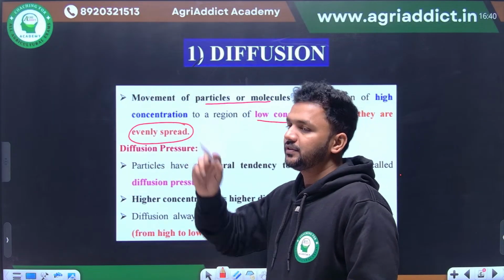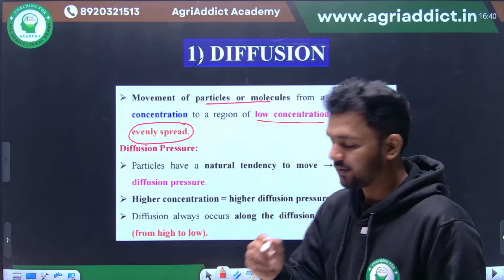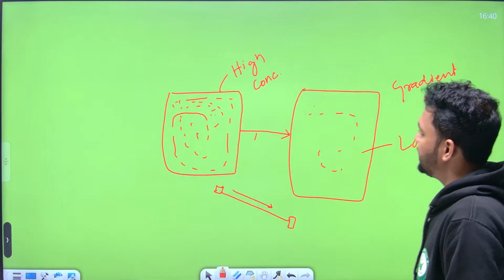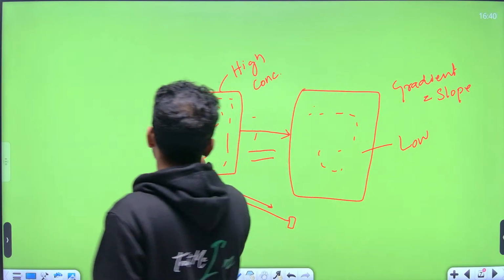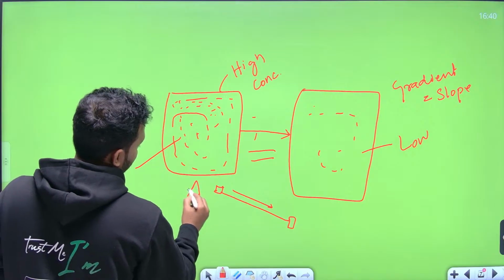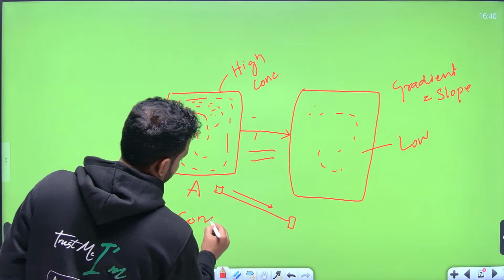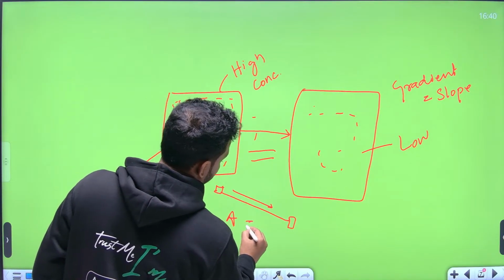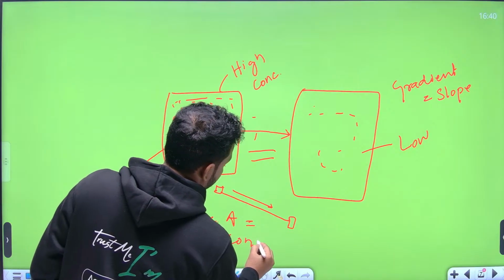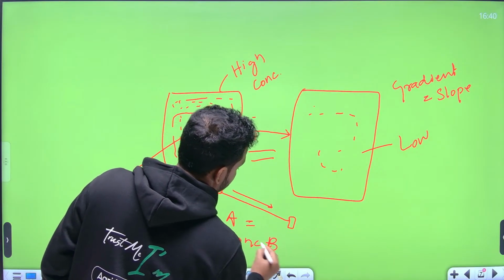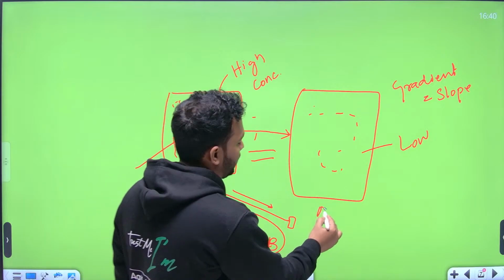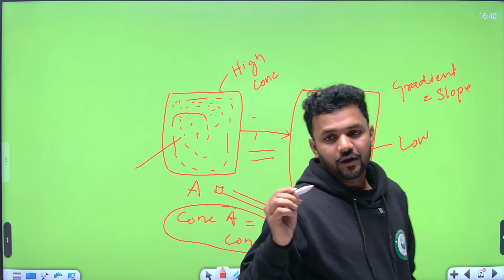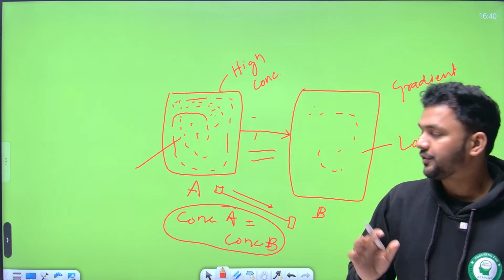And how long will this diffusion continue? Until the two systems come into equilibrium. Equilibrium means the concentration of system A is equal to the concentration of system B. So when both systems come into equilibrium, only then will the diffusion process stop.